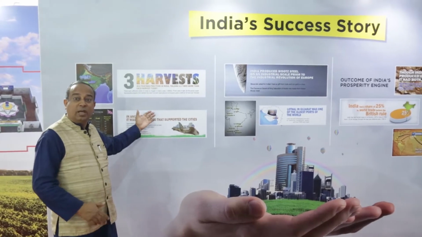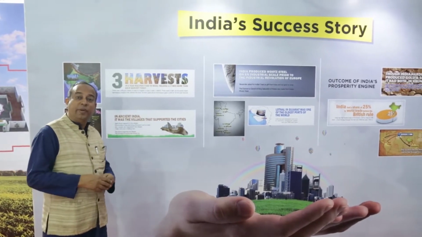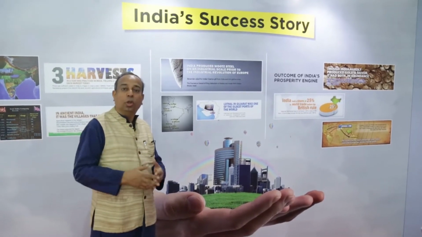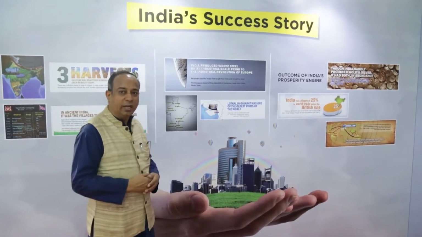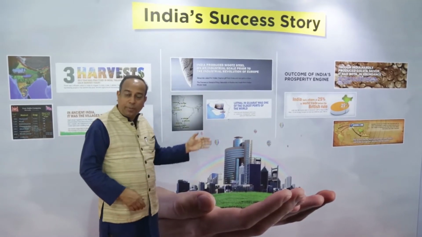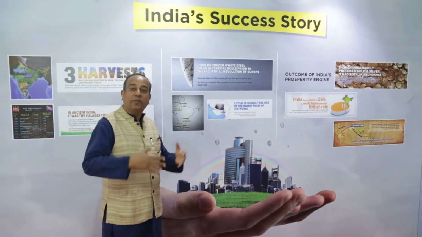Not only was India abundant in agriculture, but if you look at industrial production of those days, India was also proficient in that, very capable in that. For example, there are products like steel, zinc, copper, and a whole host of products that went from India.